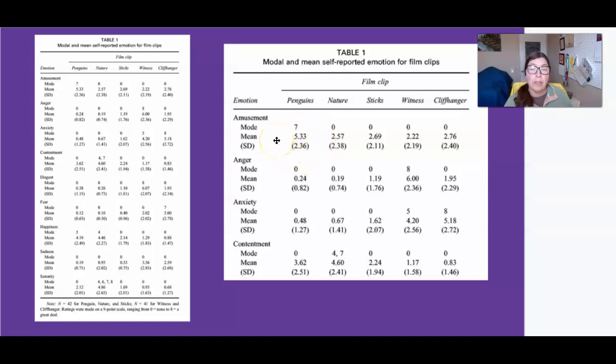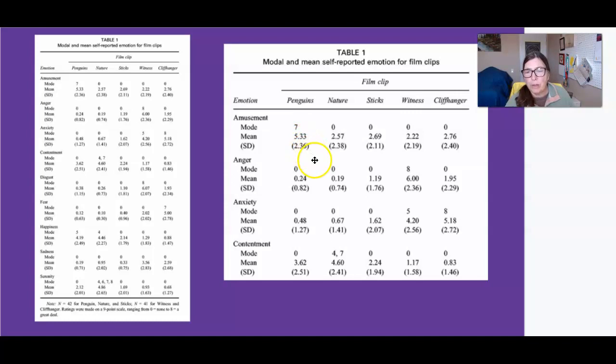But if I go down 2 standard deviations and 2 standard deviations up, that's about going 5 down and 5 up. The 95% gave a result between 0 and 10. Well, big surprise, because it could only go from 0 to 8 anyway, right? But that tells me that there was a fairly wide range of scores. Even for the Penguin film scored on amusement, there was a fairly wide range of scores of amusement, all the way from 0 all the way up to 8.